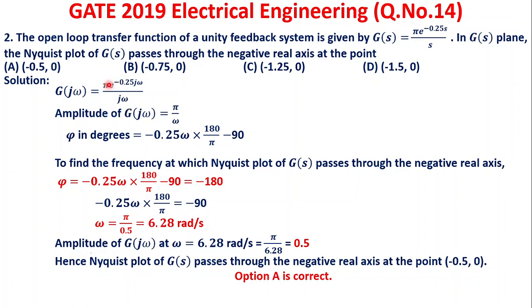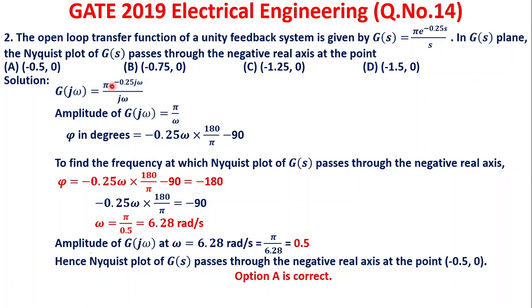So amplitude means pi is pi. E to the power of j theta, magnitude: it is cos theta plus j sin theta, whose magnitude is equal to 1. E power j theta magnitude is 1 by mathematics. So pi into 1 divided by j omega, modulus root of omega square, omega. So amplitude is pi by omega.